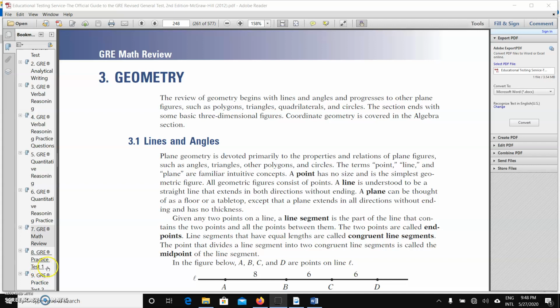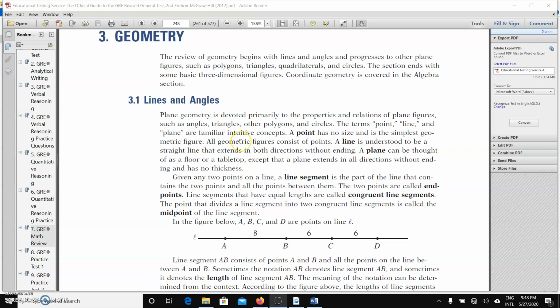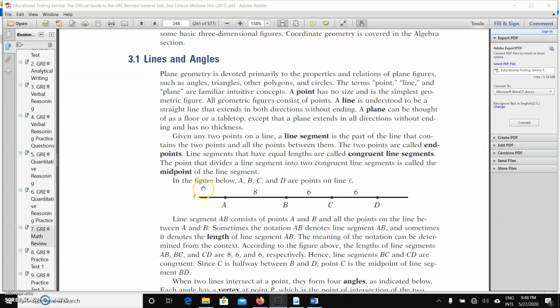Today we'll be talking about geometry. As you know, anything that has to do with shapes is geometry. Now, you have to read through this yourself, but the most important thing they want you to know here is that when this is a line, you have different points A, B, C, and D.